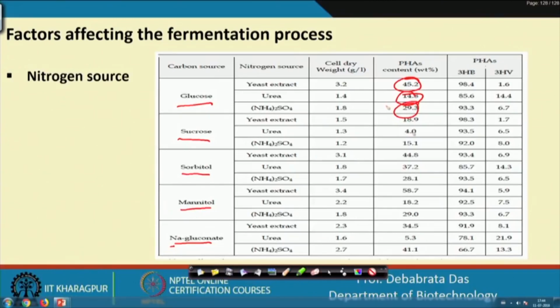Now when we use sucrose, we find a different effect. In the case of sorbitol, we find that yeast extract gives a higher amount of PHA production, and urea also gives a significant amount of PHA production. In the case of mannitol, we find the maximum production of PHA takes place using yeast extract. Then we have ammonium sulfate, then urea. With sodium gluconate, a significant amount of PHA production also takes place using yeast extract, but here maximum production takes place using ammonium sulfate.